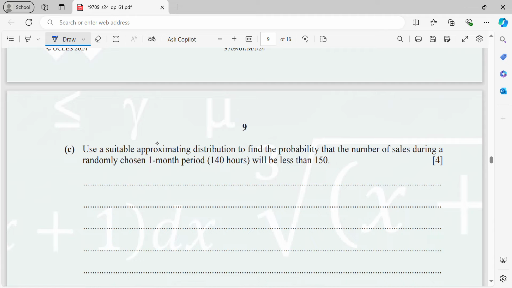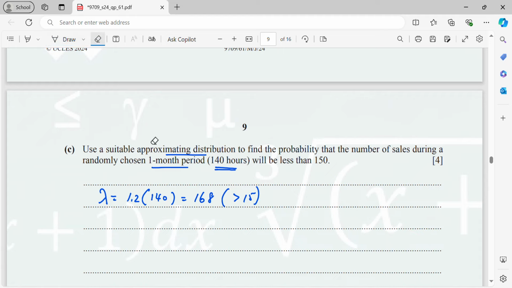Now use a suitable approximating distribution to find the probability that the number of sales during a randomly chosen 1 month period, where 1 month is considered as 140 hours, will be less than 150. So now your lambda for 1 hour is 1.2. So 140 hours multiplied by 1.2 is going to be 168. Since it is greater than 15, that means it will be normally distributed.